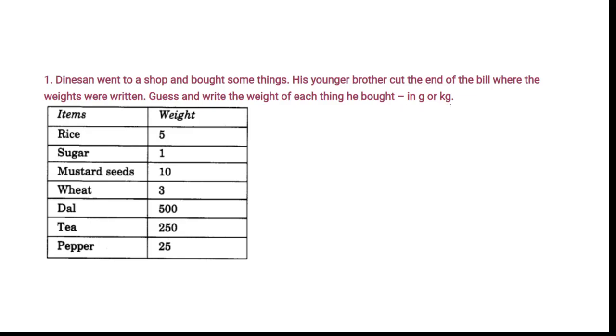So children, we have already discussed such type of question earlier also. So rice, as you all know, we purchase rice in big amount, so big quantity, so it will be in kg. Sugar we purchase in large quantity, so again it will be in kg. Mustard seeds we purchase in small quantity, so it will be in gram. Wheat, it will be in kg.